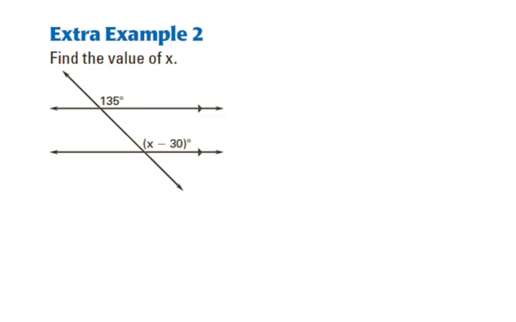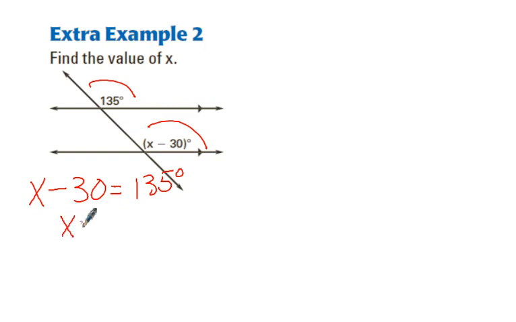Here we have find the value of x. This is what we call algebra in geometry. We can see that these are two corresponding angles, so we know they are congruent. So we know that x minus 30 degrees equals 135 degrees. So x is going to equal, adding 30 to each side, 165 degrees.